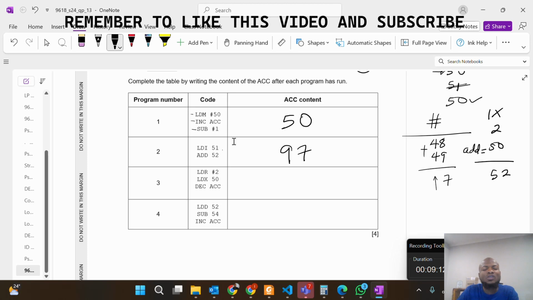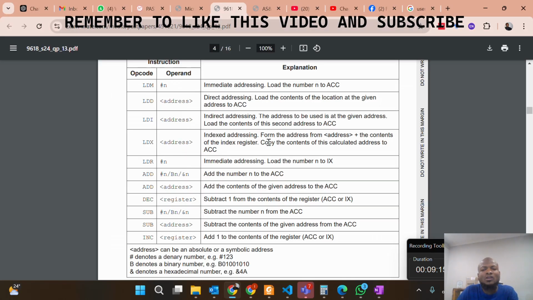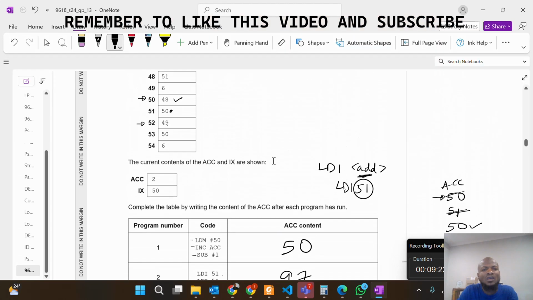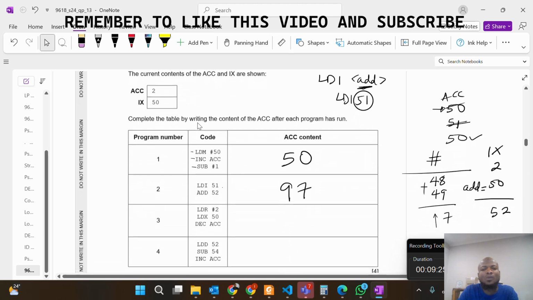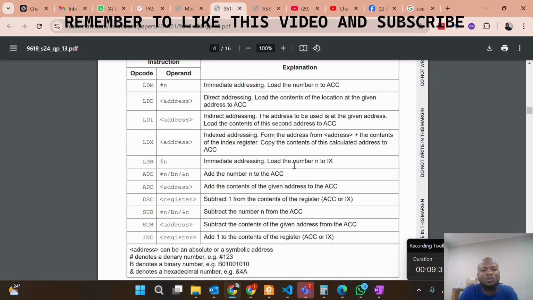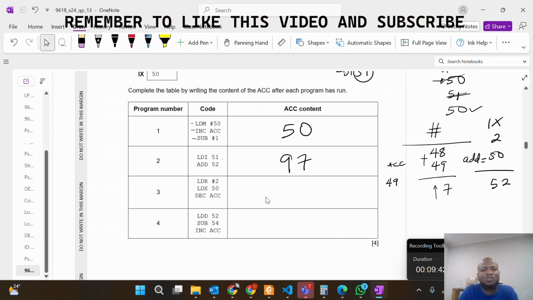Okay, so that means you now load the content of the calculated address to the accumulator. So the content of 52 is 49. That means 49 is now loaded into the accumulator. I hope this is understood. So DEC accumulator means deduct 1, subtract 1 from the content of the accumulator. That means the content of the accumulator is now 48. I hope this is understood.